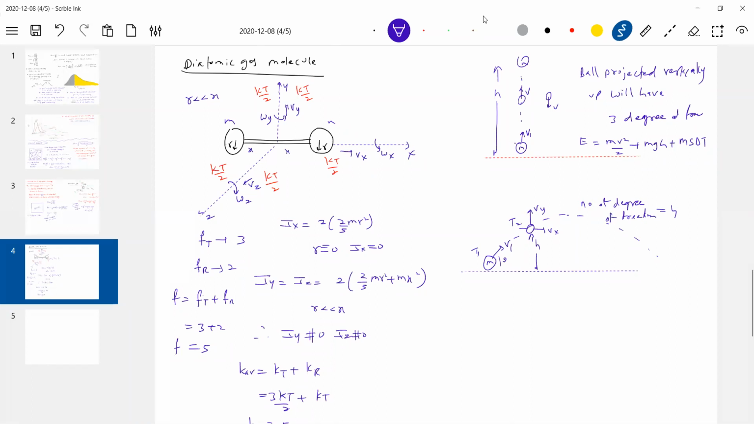You have to learn like this, huh? Degree of freedom, just remember the definition. What is the use of that? Okay, let's take the door.